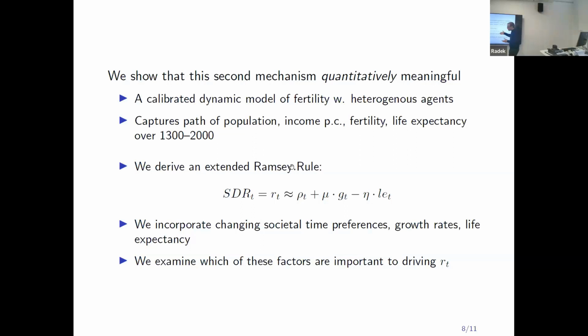Also, because it seems from this research that life expectancy is important, we add life expectancy. The more you live, the lower your interest rate, the lower your social discount rate. So we incorporate these changing societal time preferences, growth rates, and life expectancies. We have data on all of these things: on r, g, and life expectancy. How important is each of these things in explaining the decline in the rate of interest? We basically show that this factor doesn't help at all, this factor helps after the 19th century, and almost all the decline comes from this first factor.